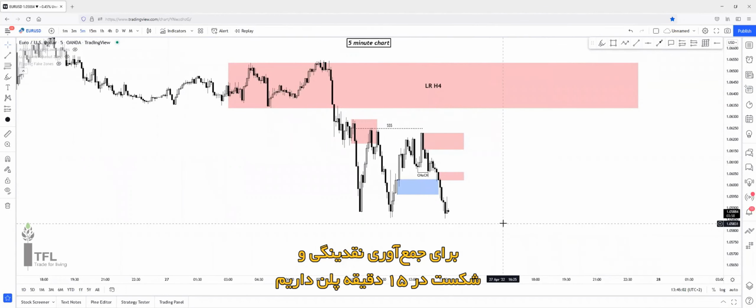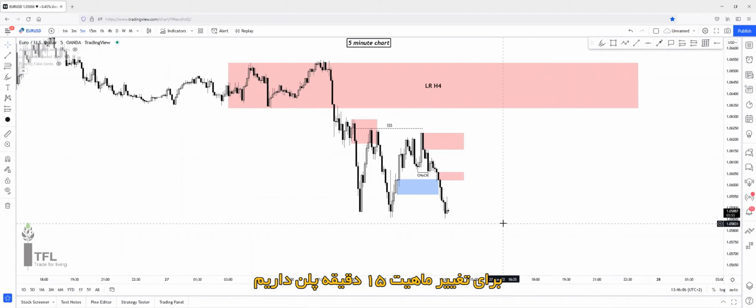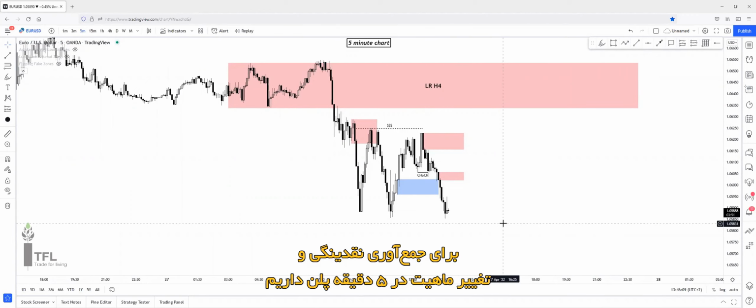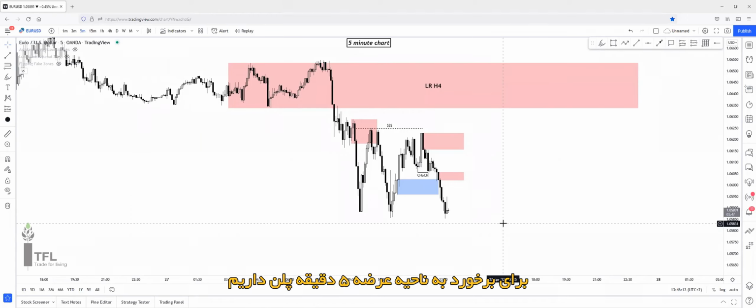We have a plan for the 15-minute sweep. We have the plan for the 15-minute breakout structure. We have the plan for the 15-minute change of character. We have a plan for the 5-minute sweep. We have a plan for a 5-minute change of character. We have a plan for a 5-minute supply tap.